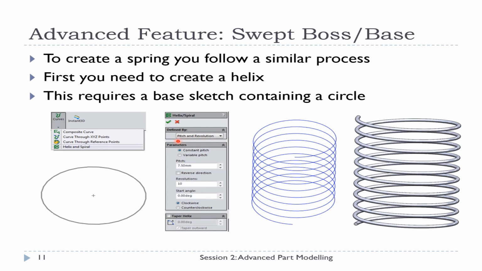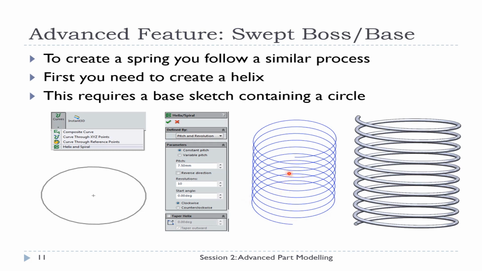So you can use pitch and revolution. In that case, the pitch is 7.5 and number of revolution is 10. So if you multiply this, the helix height would be 75 millimeter. Or you can control the height and revolution.